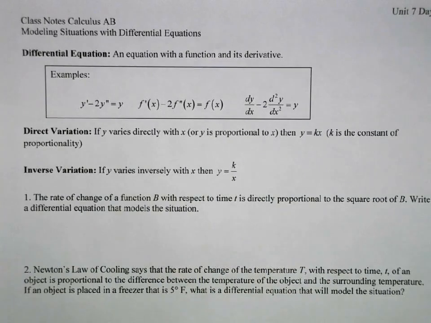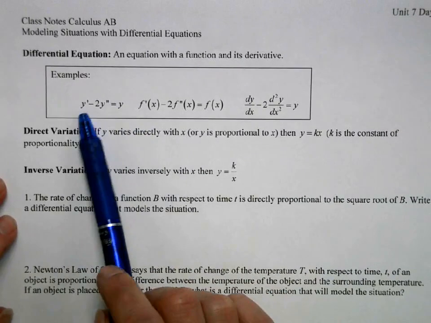In this video, I will go over AP Calculus topic 7.1, which is modeling situations with differential equations. So first, a differential equation. A differential equation is an equation that has functions and its derivatives in the same problem. So here are some examples with some notation.